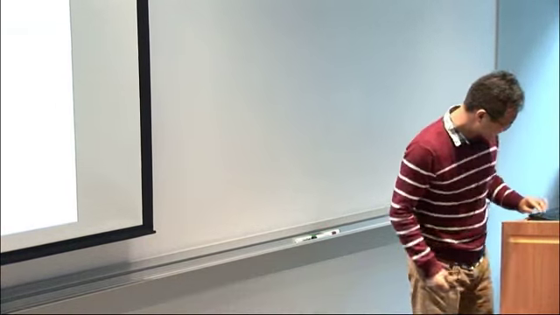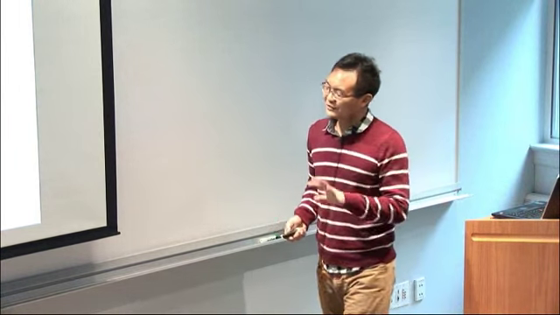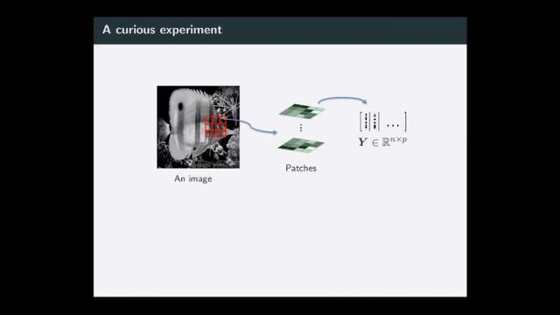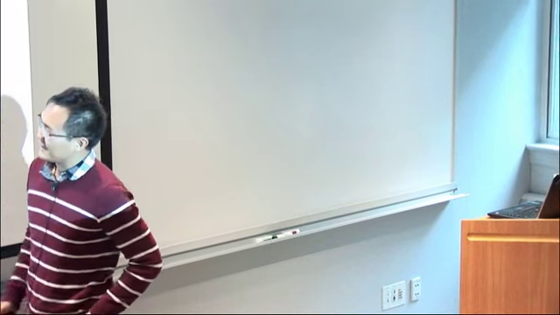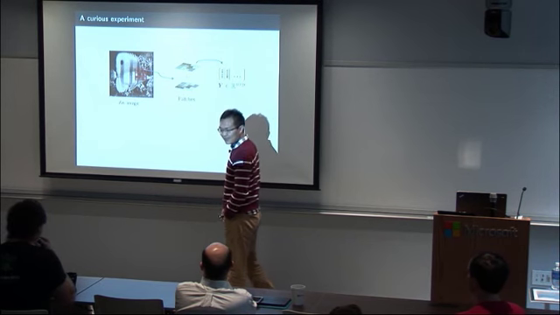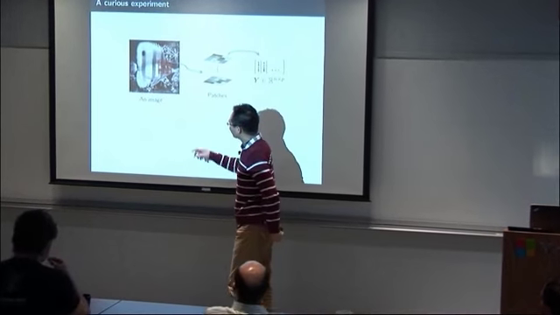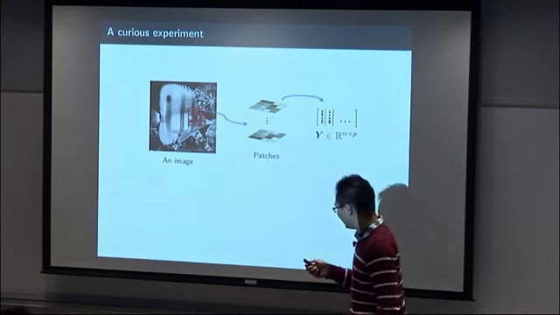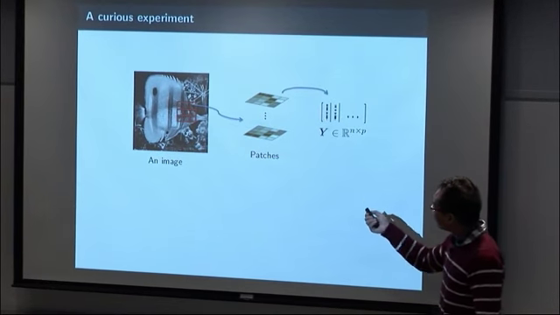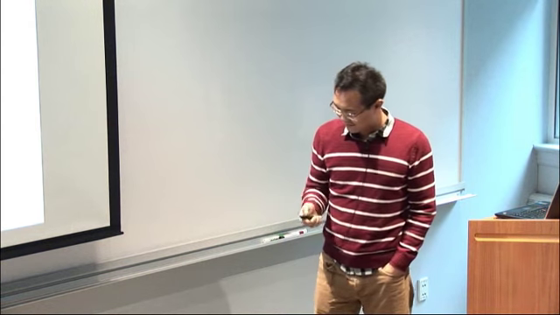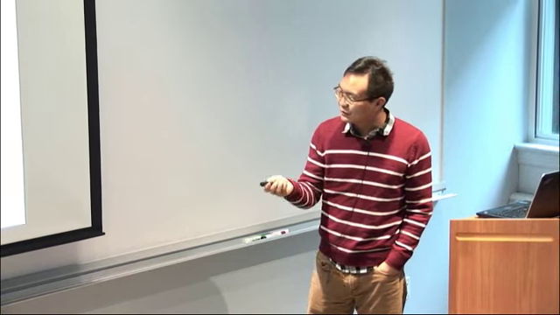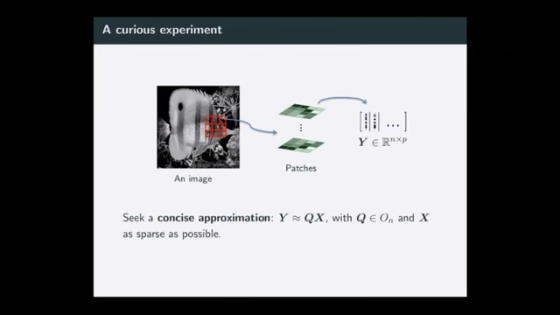So all this line of research actually started from some experiment like 2.5 years ago. What we did at that time is that we just picked a typical natural image. We extracted a lot of patches from the image, and we converted the patches into vectors, and we stacked the vectors into a big data matrix. What we want to do here is learn some compact representation for these patches, for this big data matrix Y.